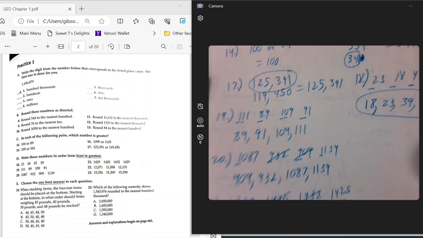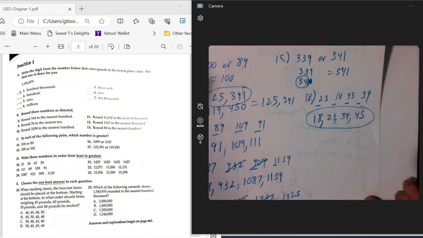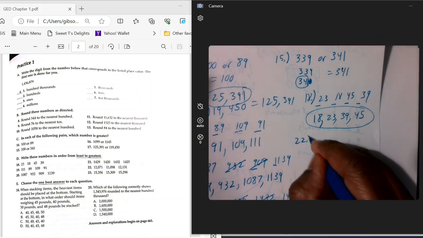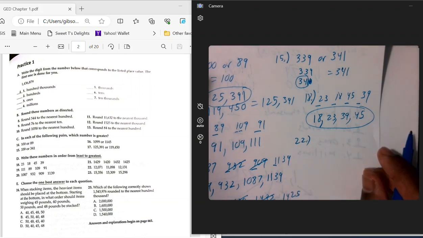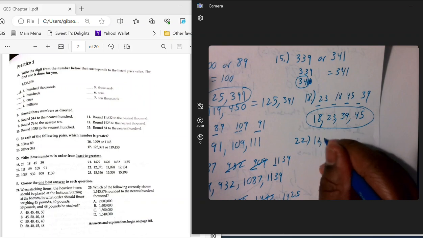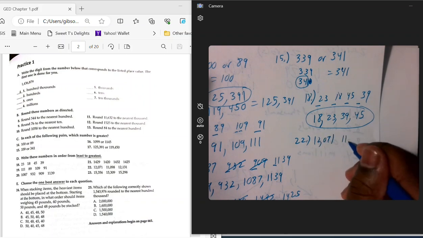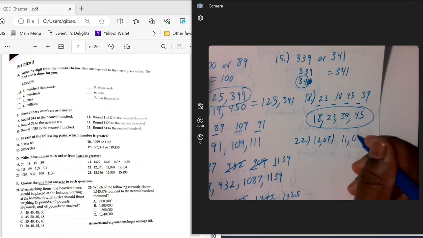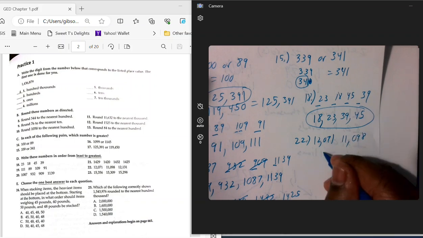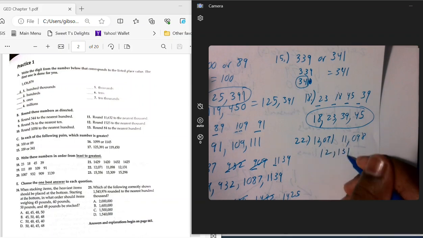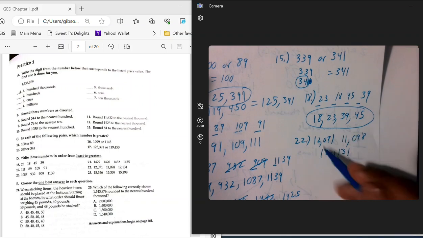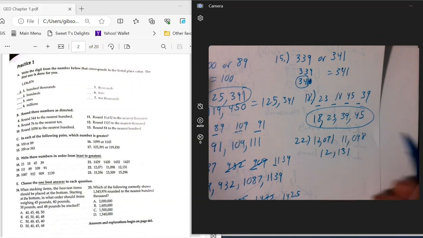So now we go here to problem 22. For problem 22, we have 12,071. Then we have 11,098. And then finally, we have 12,131. I ran out of space here, but as you all could see, we got this in here.